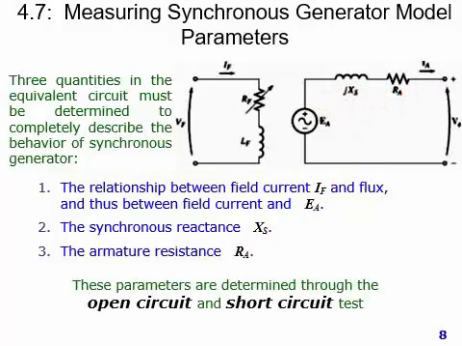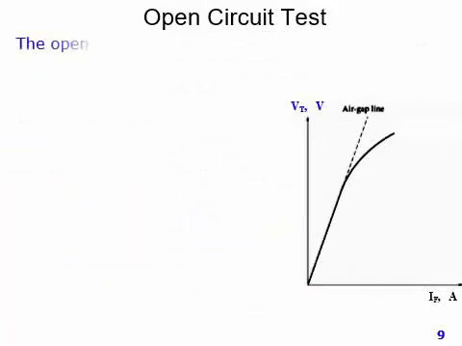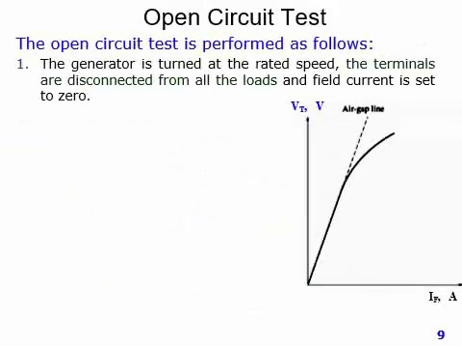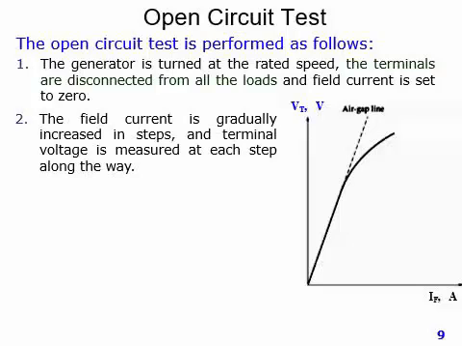Now if we want to determine the values of these parameters, we can use the already known open circuit and short circuit tests. By using these tests, we can find the values of these parameters. First of all, we perform the open circuit test. In this, there is no load. The generator is turned at the rated speed. The terminals are disconnected from all the loads and field current is set to 0.